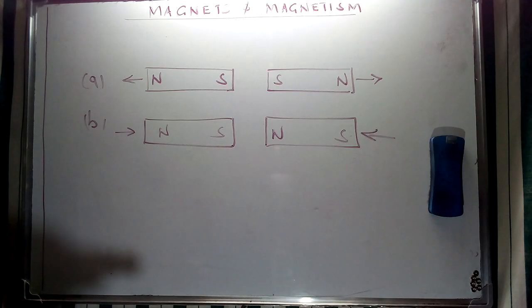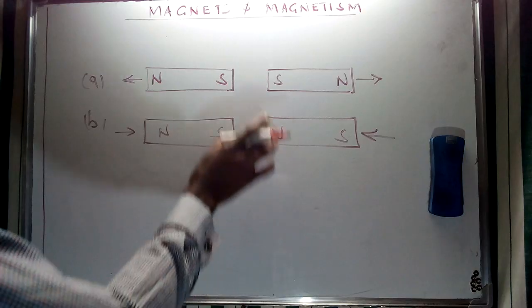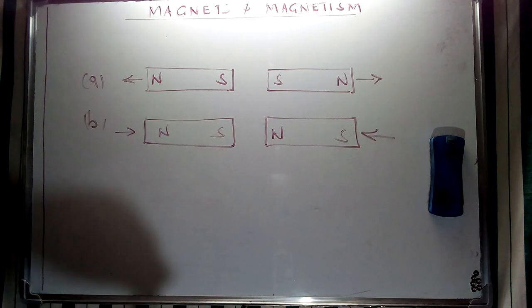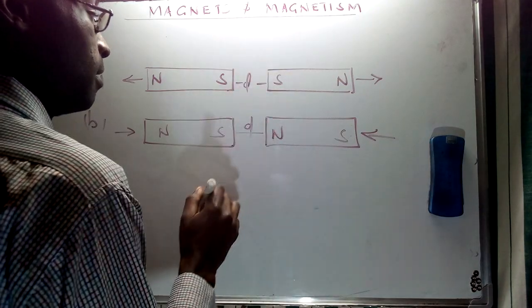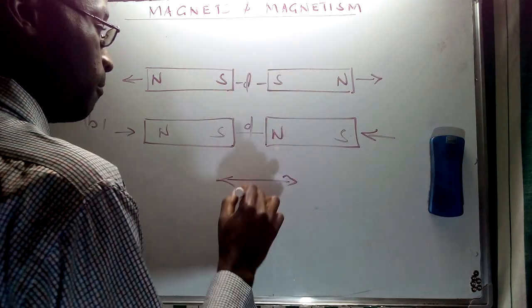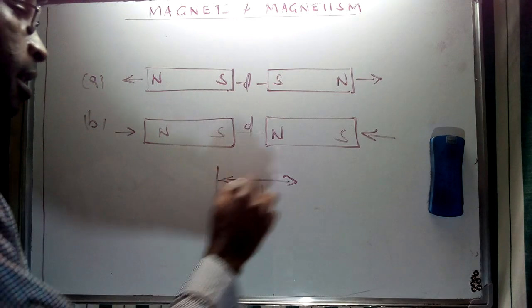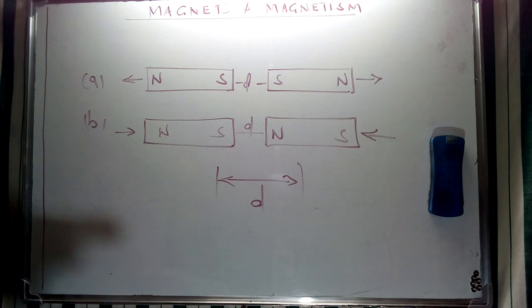Now, if you consider this case, we're going to see that these forces of attraction and repulsion are dictated by some conditions, whereby if the distance of separation in between is widened, then the intensity of attraction is going to be minimized. Therefore, this plays a role in trying to quantify this aspect of magnetism.